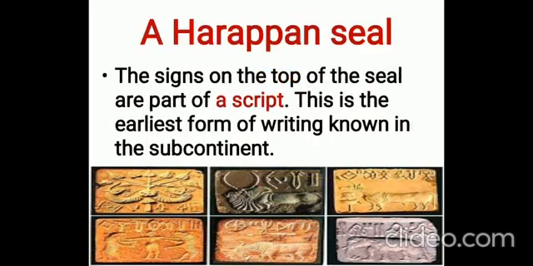The signs on the top of the seal are a part of a script. So all these seals have signs on the top. You can see these signs. The signs are all a part of a script, and this is the earliest form of writing known in the subcontinent. So what is a script? Script is the earliest form of writing known in the subcontinent.